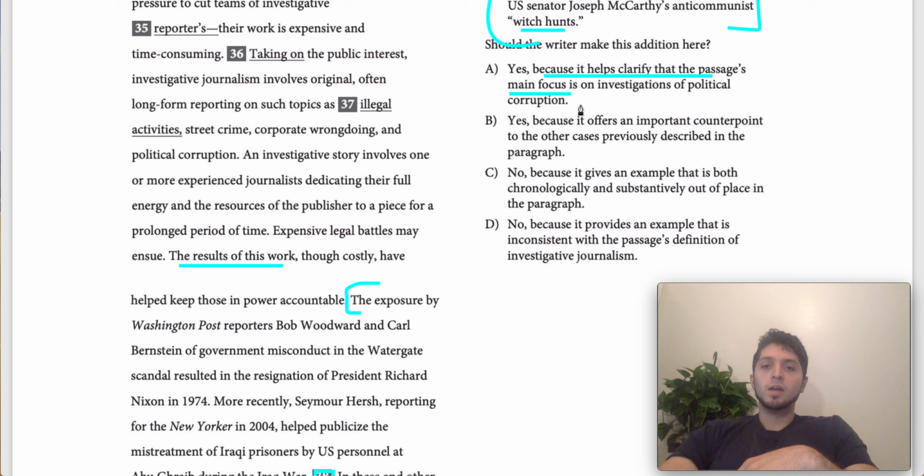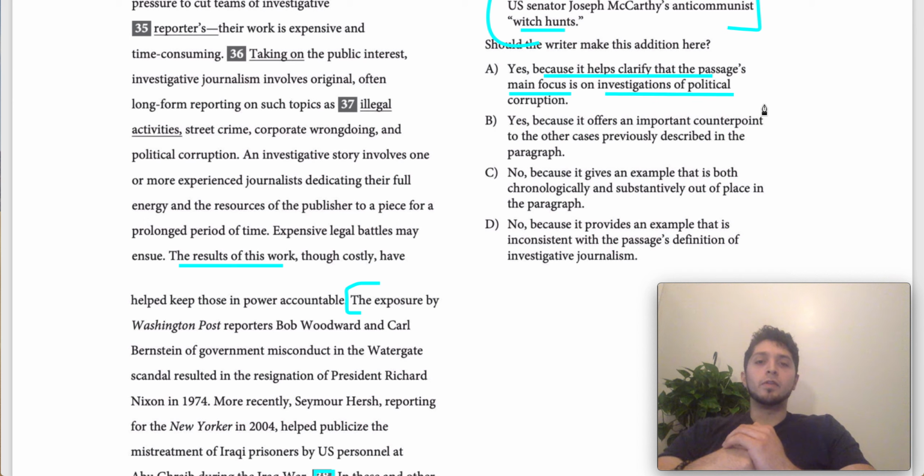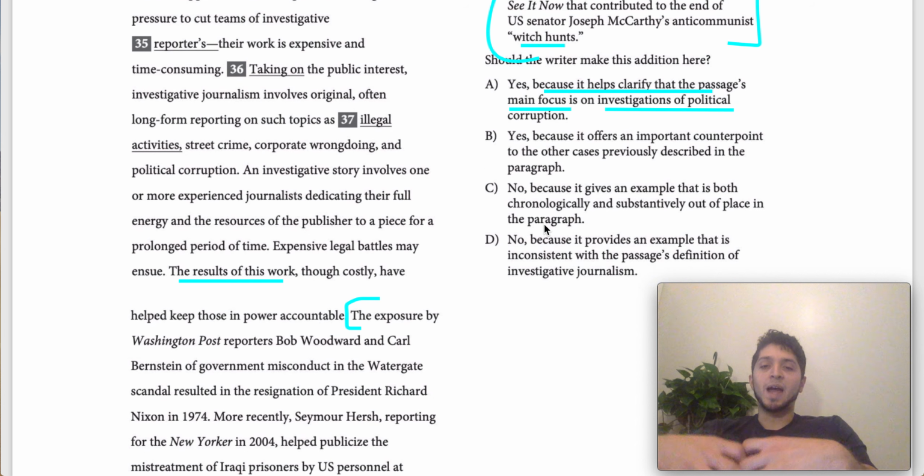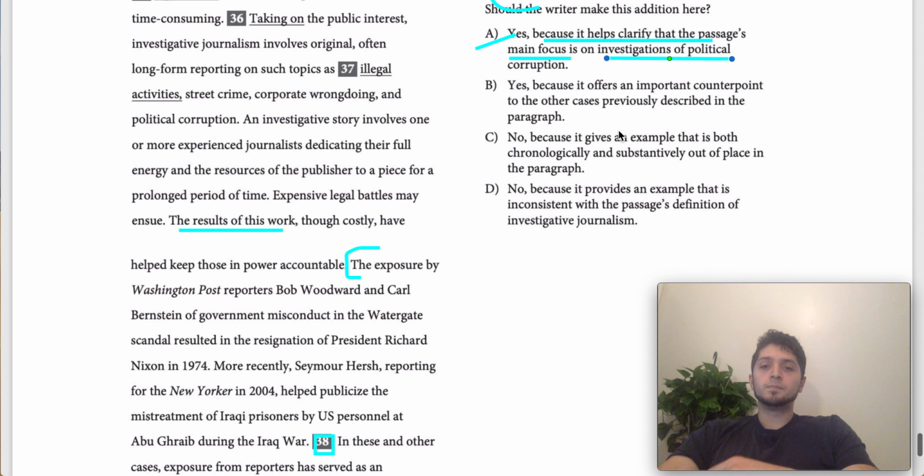Okay, maybe that's true. However, it says passage's main focus on investigations of political corruption. And if we read the rest of the passage, it's not fair to say that the whole focus of the passage is on investigations of political corruption. It's more fair to say that the passage's main focus is on investigative journalism and the decline in general. So even though it may be true that this little piece of information could help to clarify the passage's point, or more specifically the paragraph's point, A is going to be incorrect because of this little detail here.